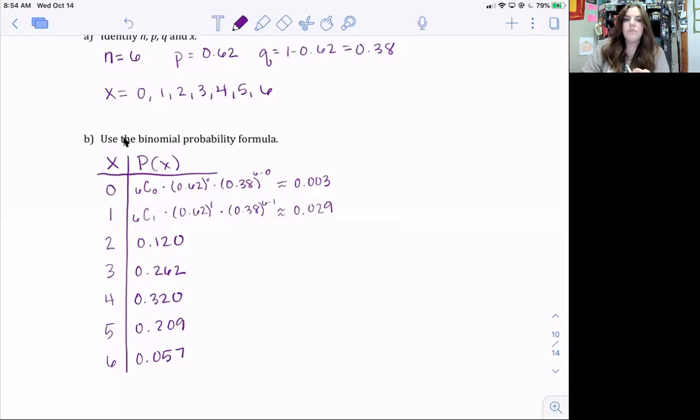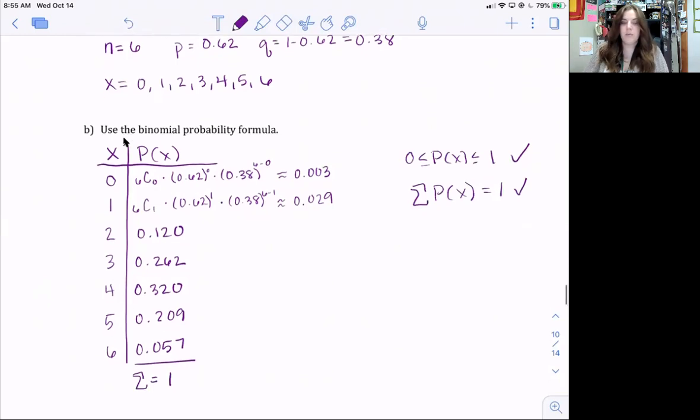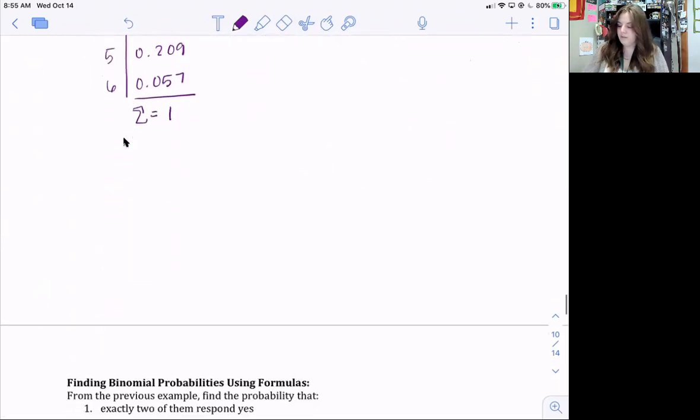Okay, so now that your table is completed, we want to check, make sure that all of your probabilities are between 0 and 1, which they are. And now also we want to check that the sum of the probabilities equals 1. So if we add up all of our probabilities, what do we get? Okay, and we do get 1, so this checks. So that is our discrete probability distribution. So now we can find probabilities using those formulas.